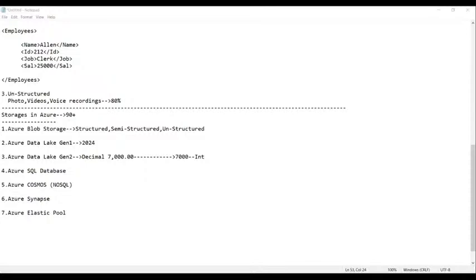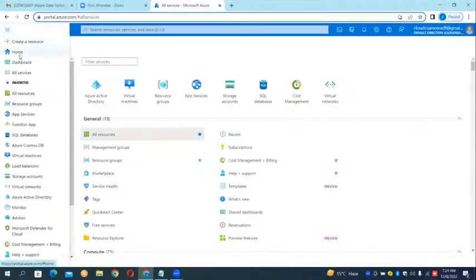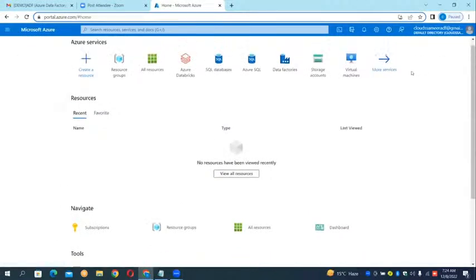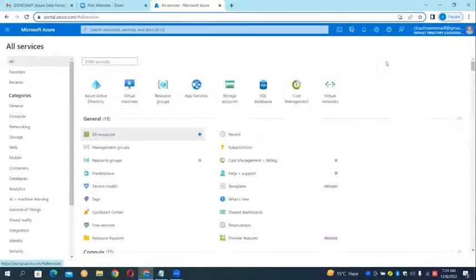This is called the Azure portal, guys. In this portal only we are going to work. Click on more services. Everyone, just have a look here. This is portal.azure.com. This is your portal. On this we are going to work, and click on more services.